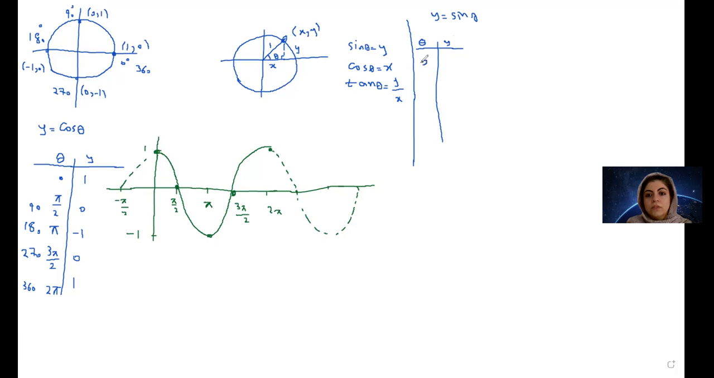I do for 0 degree. I do for 90 degree. 90 degree is pi over 2 again. Pi is 180. 3 pi over 2 is 270. 2 pi is 360. Now, knowing that the sine is a y component, can you tell me what is the sine of 0 degree?